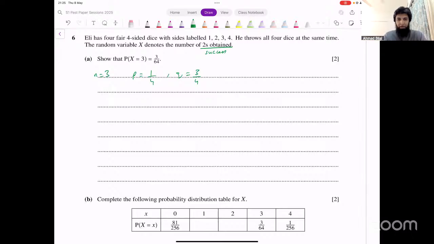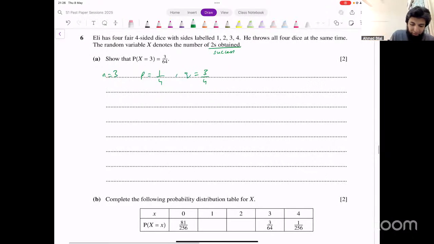Number 2, are the probabilities independent? Yes, the probabilities remain constant. For every dice, the probability of getting 2 is constant. We've got 2 outcomes. You get a 2 or you don't get a 2, right? So this can be thought of as a binomial distribution with these parameters n 3, p 1 over 4.